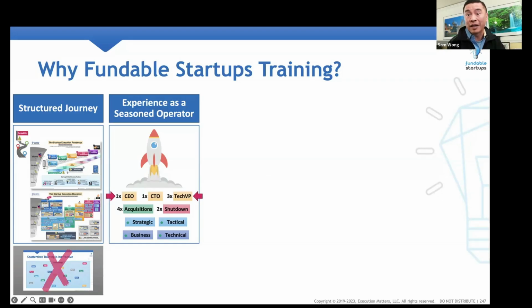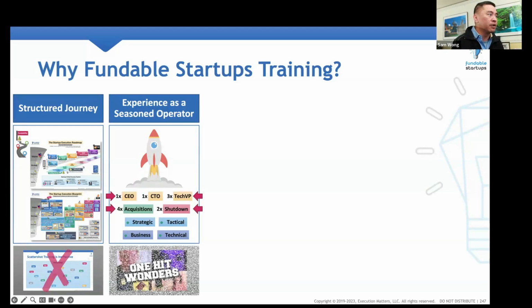I actually learned more from the companies that shut down than the companies that got acquired. Most people in the startup space, a lot of them got lucky one time, but can they really repeat that level of success? Don't know.